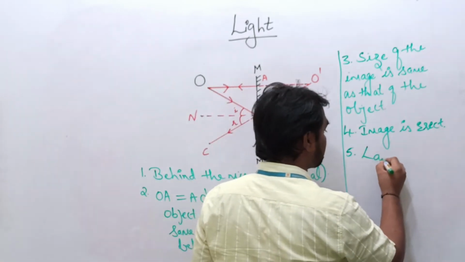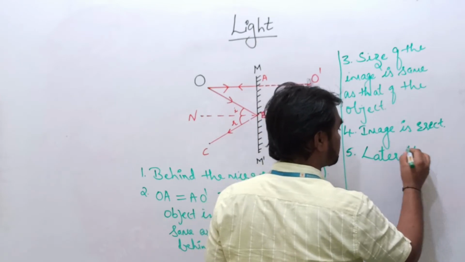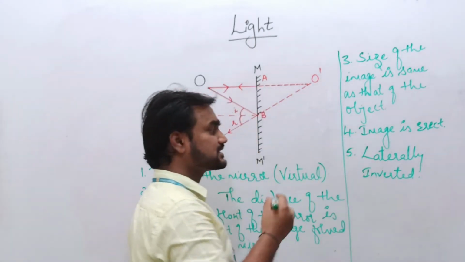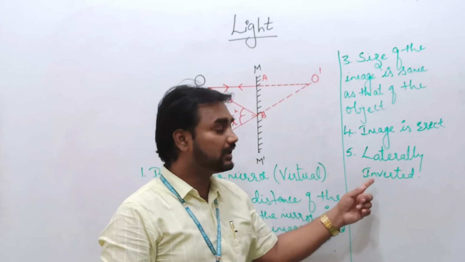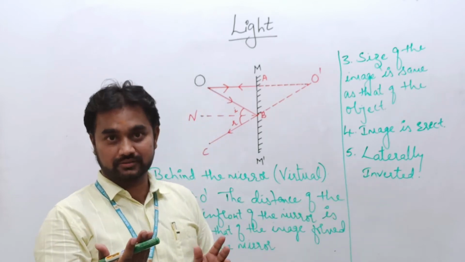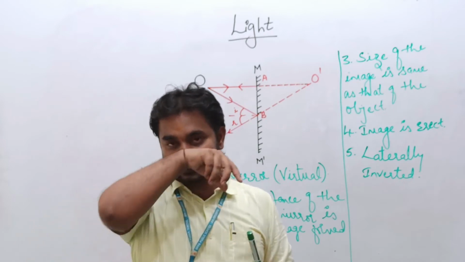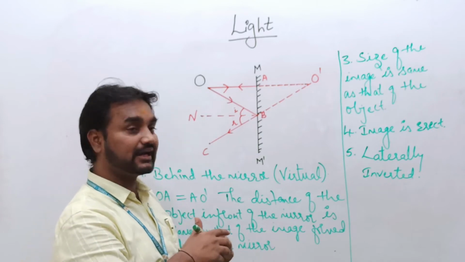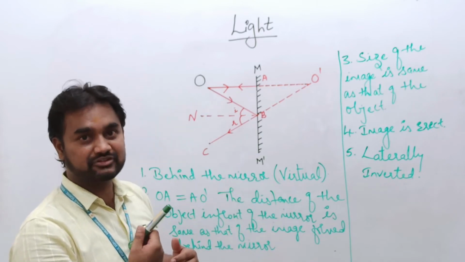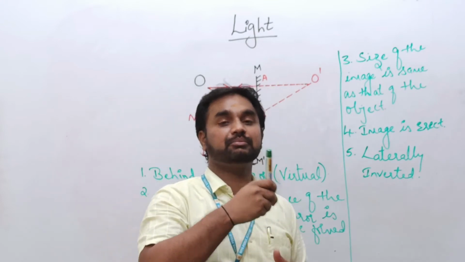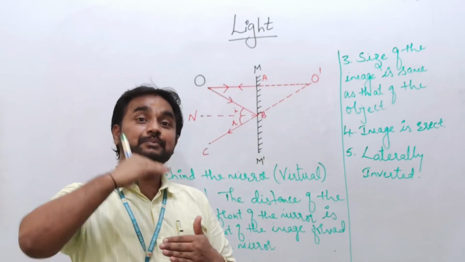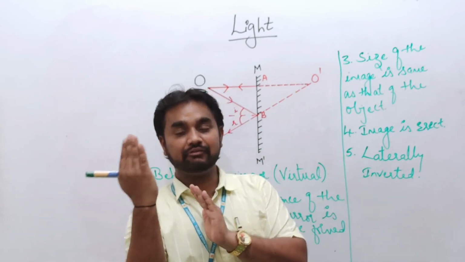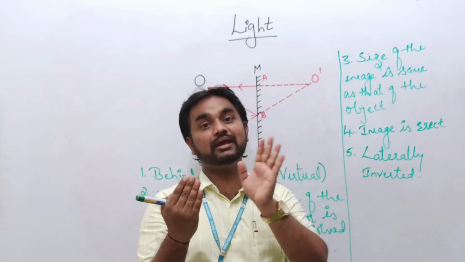Laterally inverted. What do you understand by this laterally inverted? Lateral means side, inverted is opposite. Here inverted, as I said, is not upside down, it is sideways. Suppose if it is the right side, then in the mirror it appears left side. So the left hand appears right and the right hand appears left. Inverted means not upside down. Lateral means sideways. Left side will be right side and right side will be left side in the mirror.